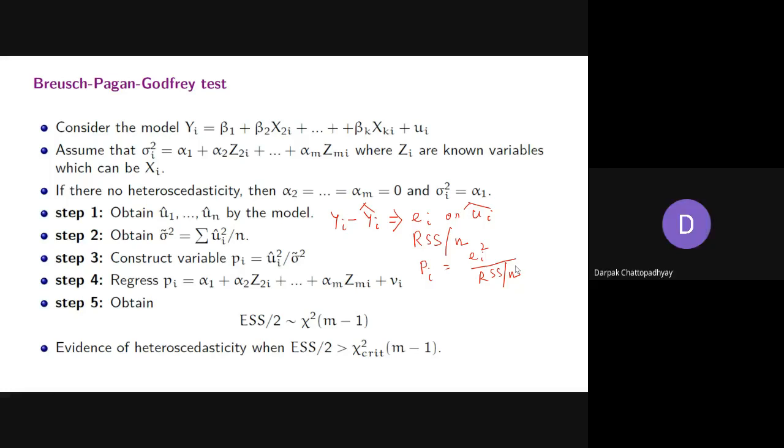Ma'am, what is written in pi? Pi is divided by RSS.